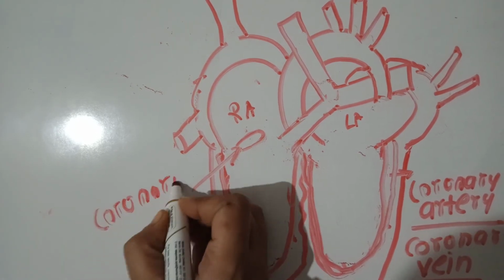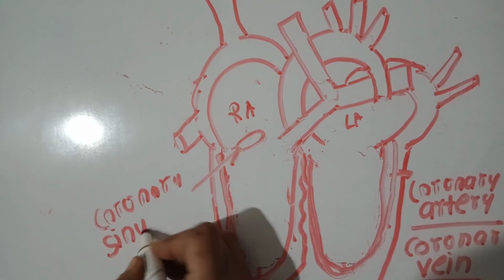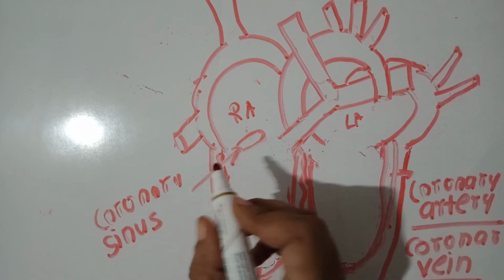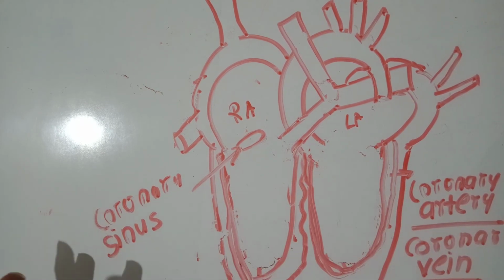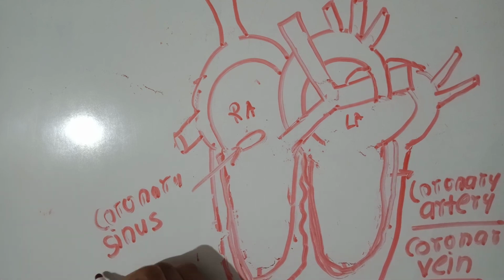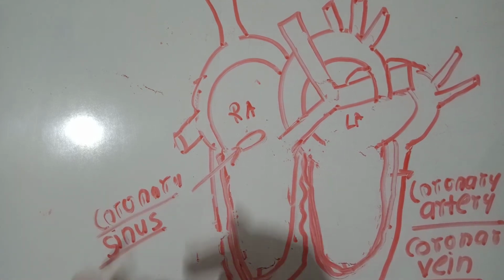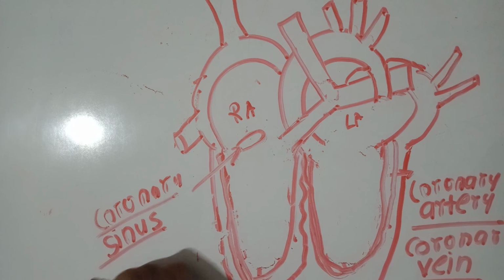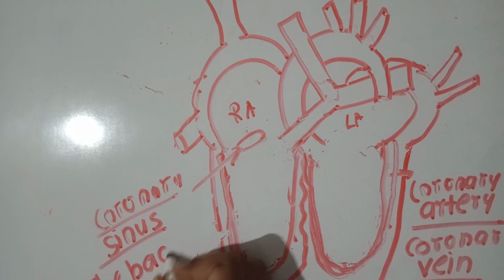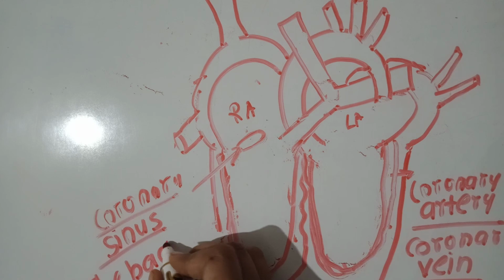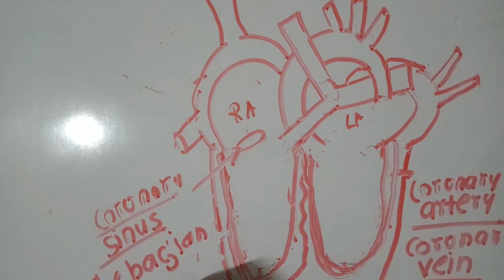The opening of the coronary sinus is guarded by a valve. Again, the valve is made for prevention of backflow. The valve present in the coronary sinus is called the Thebesian valve. I hope all these valves are clear to you.